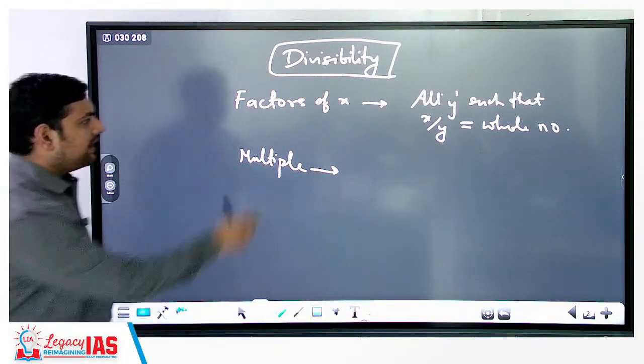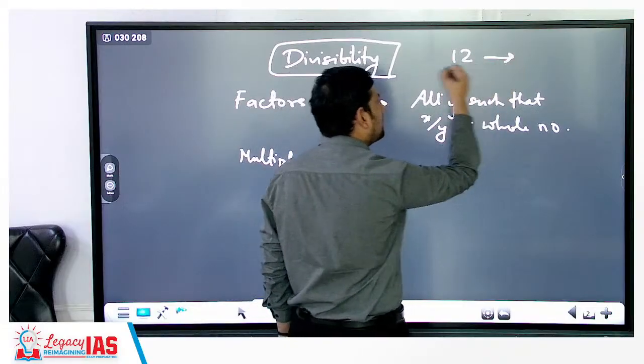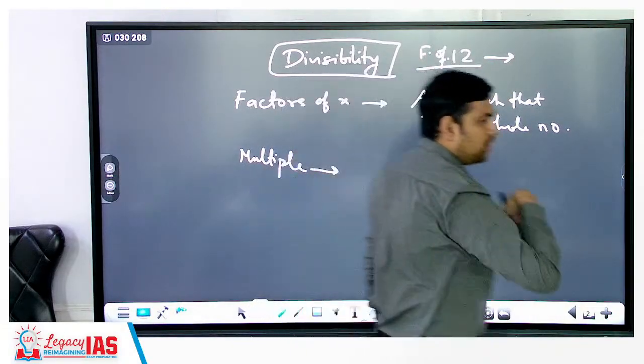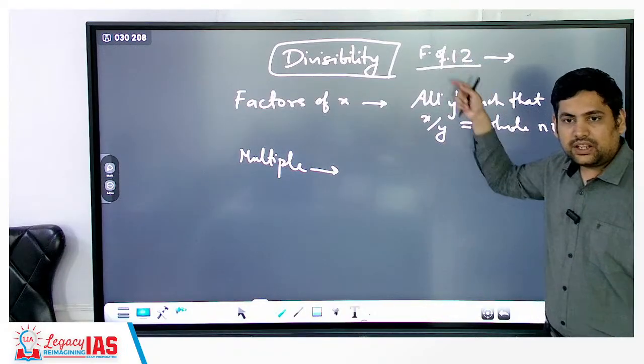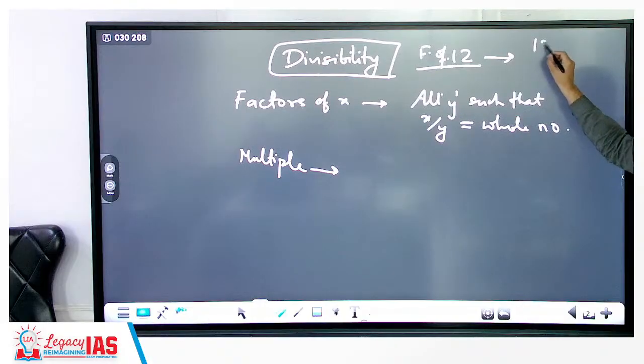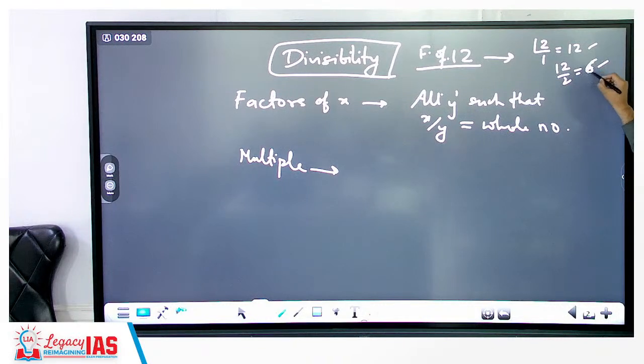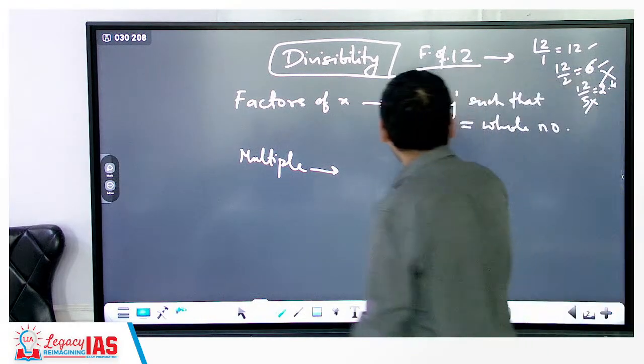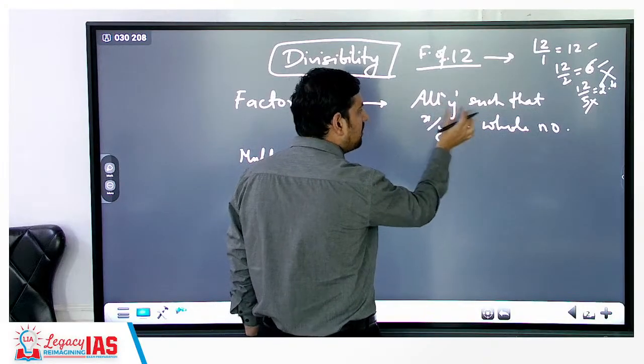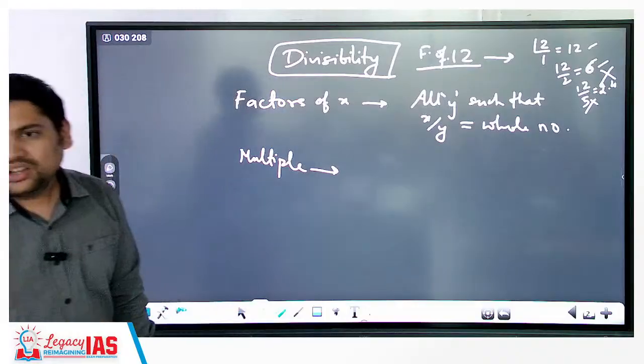Correct? For example, if I need to find factors of 12, it will be all numbers which divide 12 and give out a whole number. So what will those numbers be? 12 by 1 is 12, then 12 by 2 is 6. All these are whole numbers. Then similarly 12 by 3. Now let's say I do 12 by 5. What do I get? I get 2.4. Is this a whole number? No. So that is why 5 is not a factor of 12. Basically factors of x include all y such that x by y is equal to a whole number. This is factor.